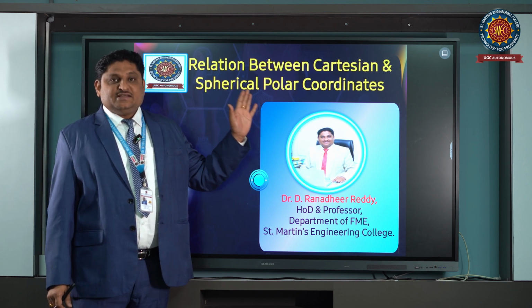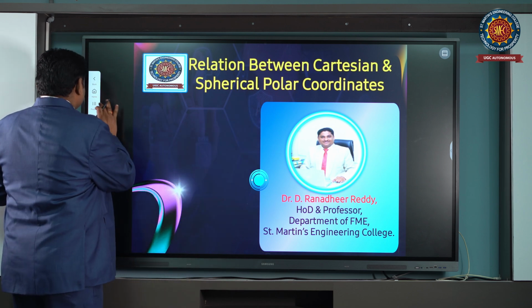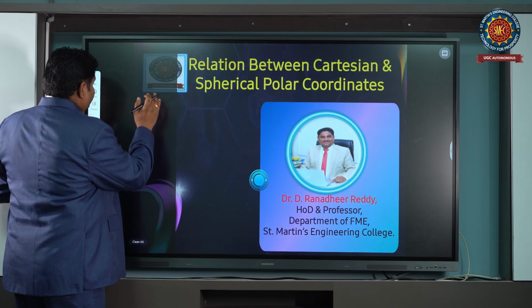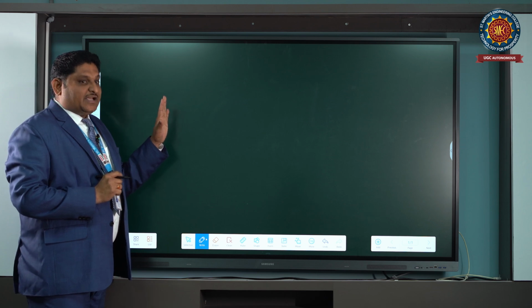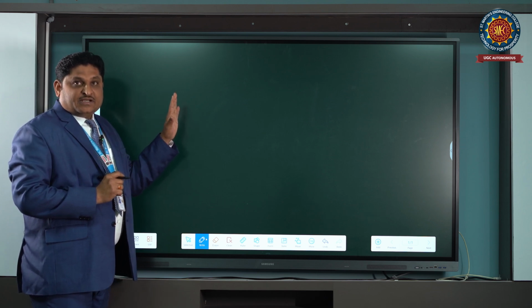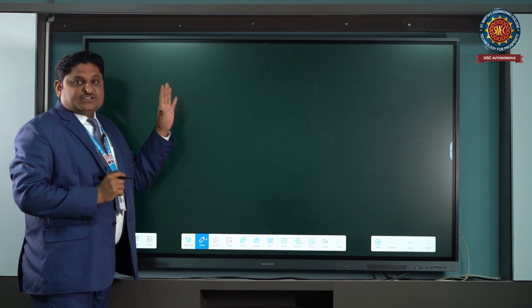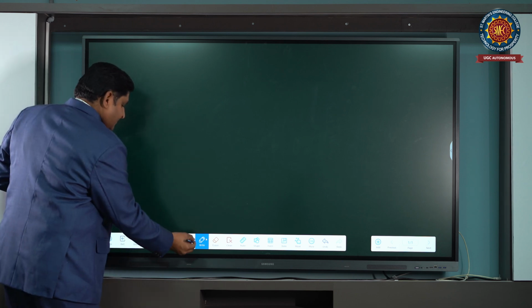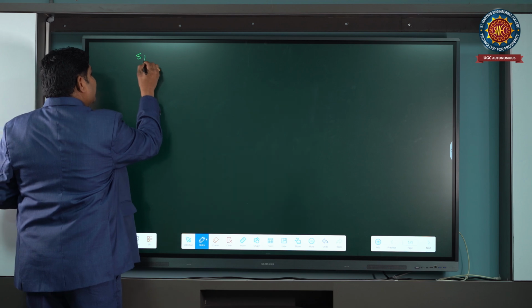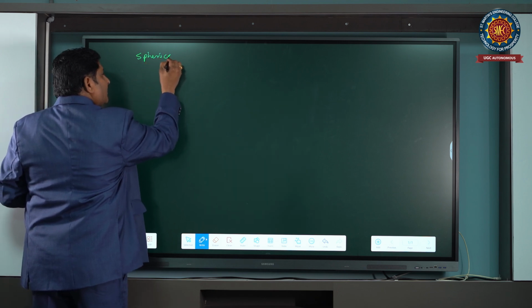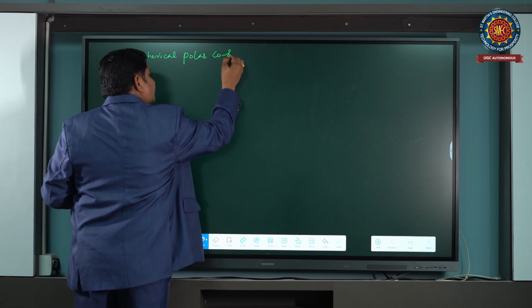So today we are going to discuss the concept of spherical polar coordinates and the relationship between Cartesian coordinates and the spherical polar coordinates. So for this, first we'll discuss what are the spherical polar coordinates, and then the relationship between Cartesian coordinates and the spherical polar coordinates.